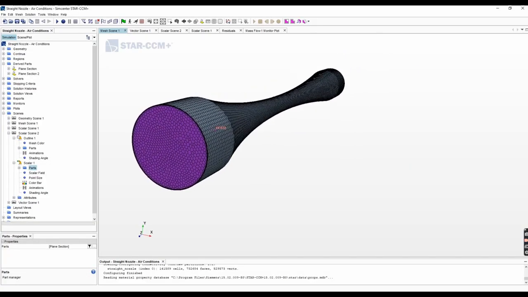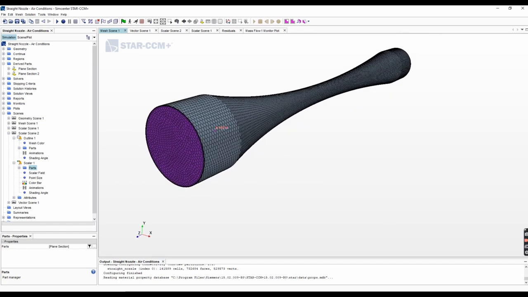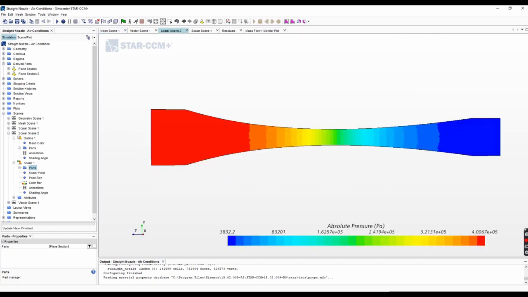Firstly, we are going to look at the straight nozzle. This is the mesh that was generated for that nozzle. In this nozzle, it was a pressure-driven flow. The pressure dropped from 4 bar at the inlet to approximately 3,800 pascals at the outlet.